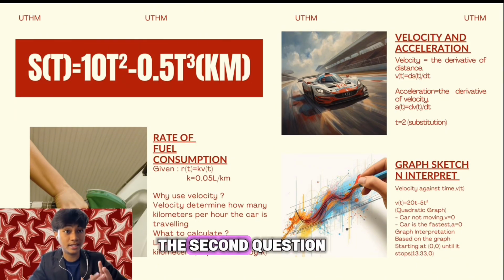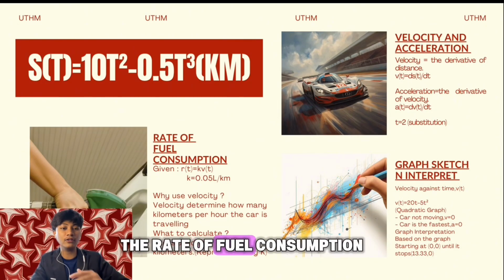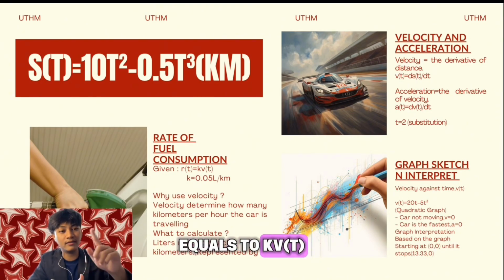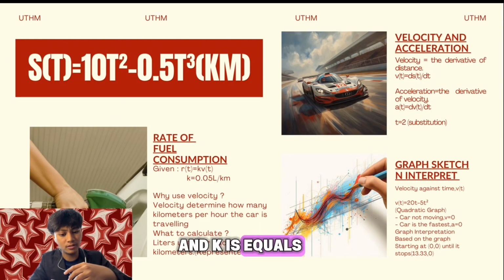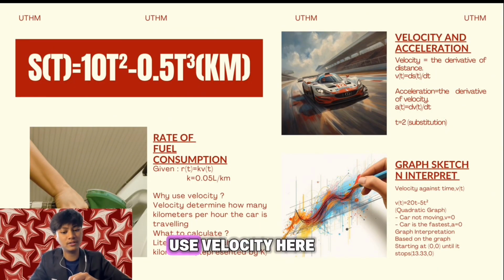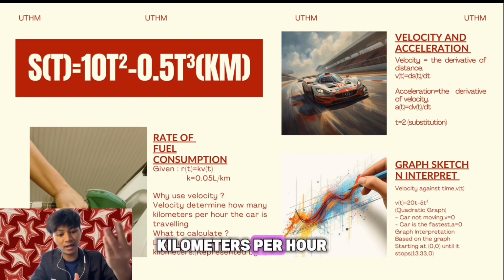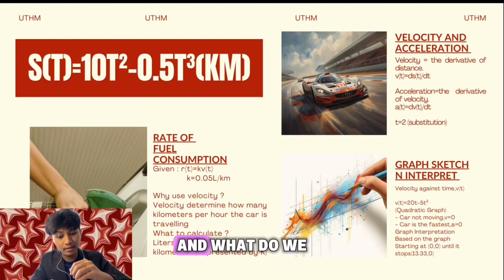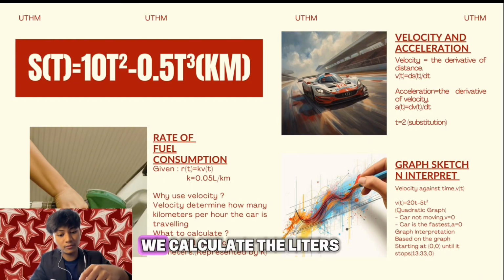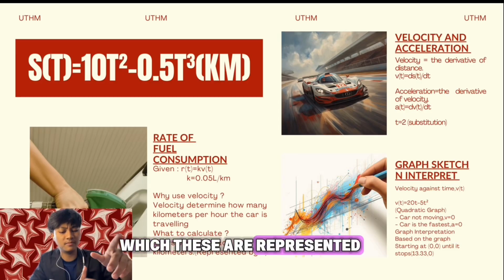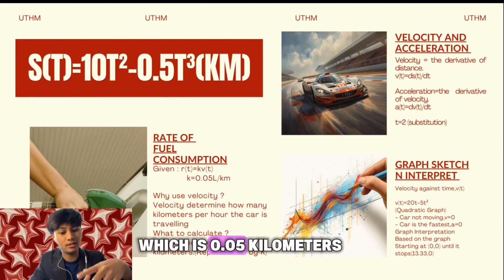Moving on to the second question, we have to find the rate of fuel consumption. It is given here that R(t) equals kV(t) and k equals 0.05 liters per kilometer. So why do we use velocity here? Velocity determines how many kilometers per hour the car is traveling. And what do we calculate here? We calculate the liters used for each kilometer, which is represented by k, which is 0.05 liters per kilometer.